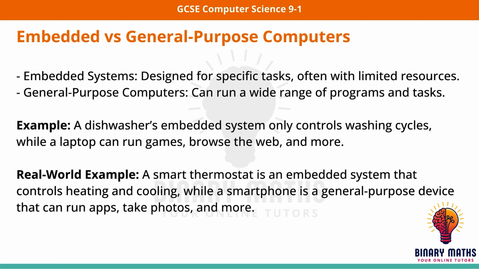How are embedded systems different from general purpose computers? Well, embedded systems are designed for specific tasks, often with limited resources. In contrast, general purpose computers, like your laptop, can run a wide range of programs. For example, a dishwasher's embedded system only controls washing cycles, while a laptop can run games, browse the web, and more. Another example is a smart thermostat, which is an embedded system that controls heating and cooling, while a smartphone is a general purpose device that can run apps, take photos, and more.